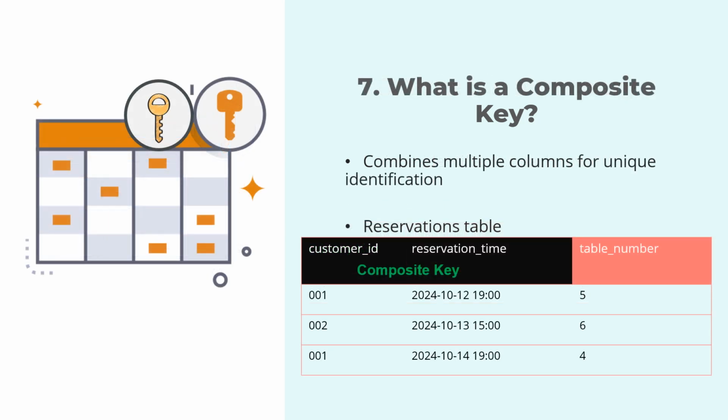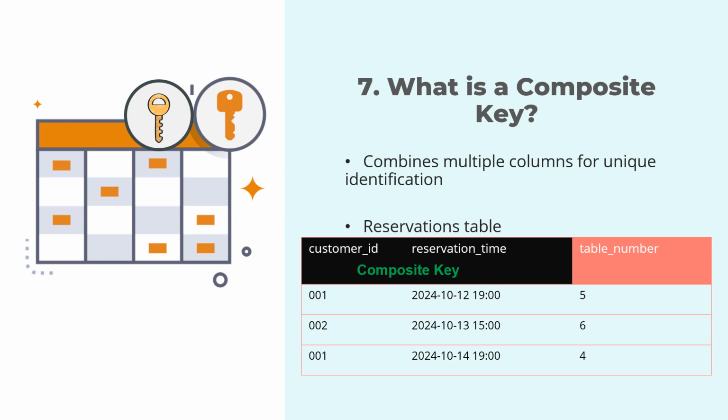Question number 7. What is a composite key? A composite key is a primary key made up of two or more columns. It is used when one column alone isn't enough to make each record unique. For Vegan Gardens, let us say we want to ensure that no customer can book the same time slot twice. Instead of just using reservation ID, we can use a combination of customer ID and reservation time as a composite key. This way, each customer can only book a specific time once.